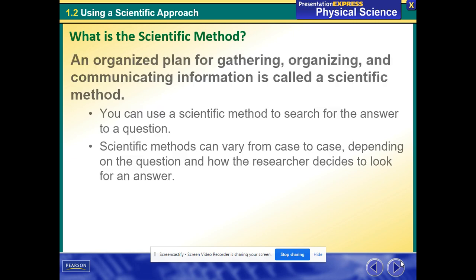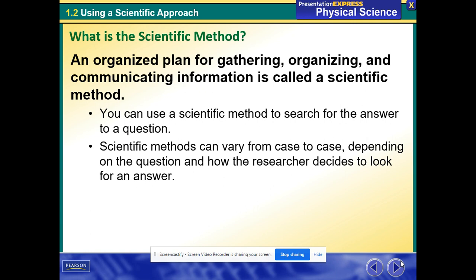So what is the scientific method? Your book defines the scientific method as an organized plan for gathering, organizing, and communicating information. Now, hopefully you remember from the last lesson that you can gather information in several different ways. One way you do it is usually through your senses. We can gather information based on our sight, smell, touch, hearing, etc.